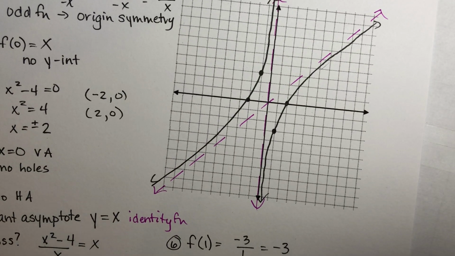Okay, so a slant asymptote works essentially the same way as a horizontal asymptote. You're going to be attracted to it. You're going to be getting really close to it. Most of the time you don't cross it, but it is possible.